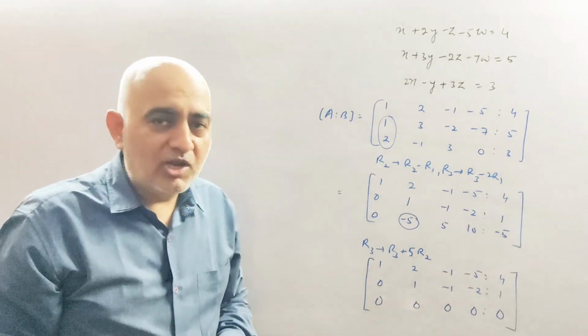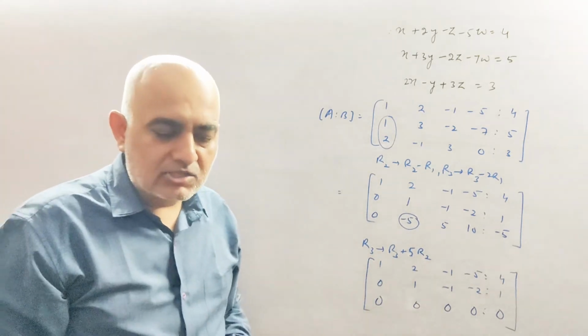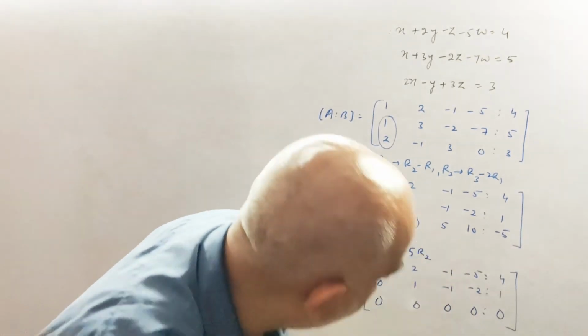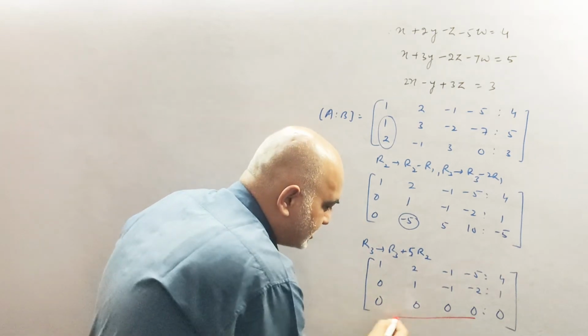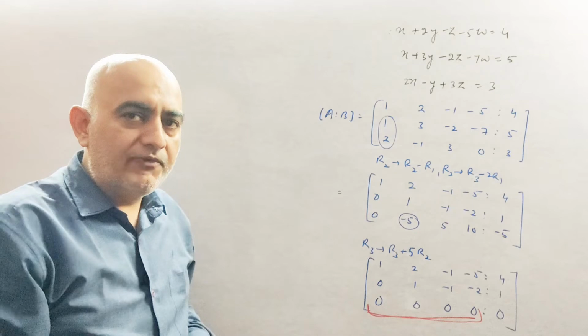Now, what are we observing here? What is the rank of this A matrix? First of all, we should check what is the rank of this matrix. You can see this one. Here, A is the matrix, right? So what is the rank of A here?